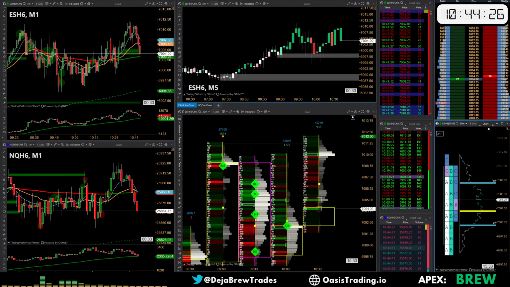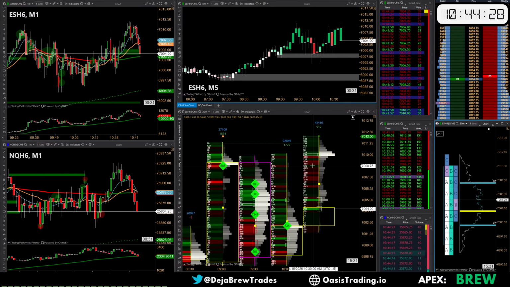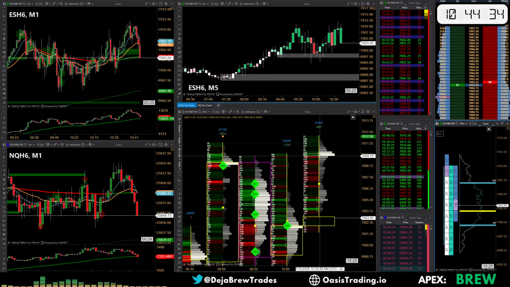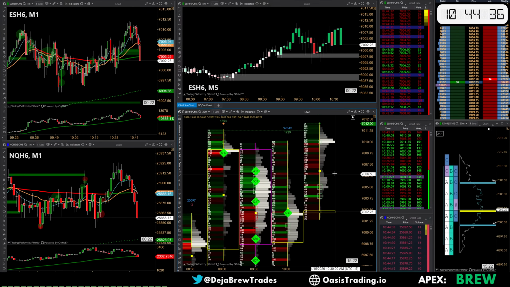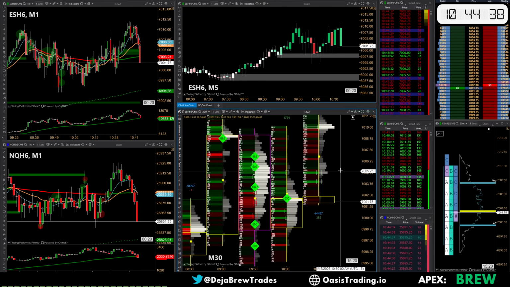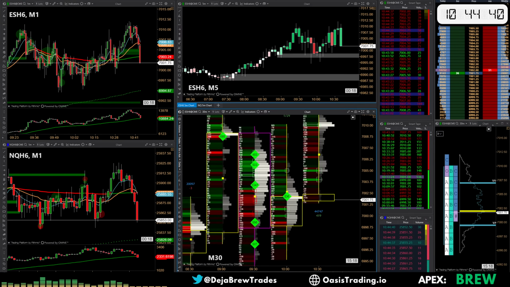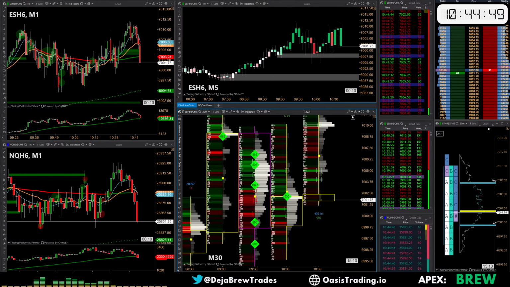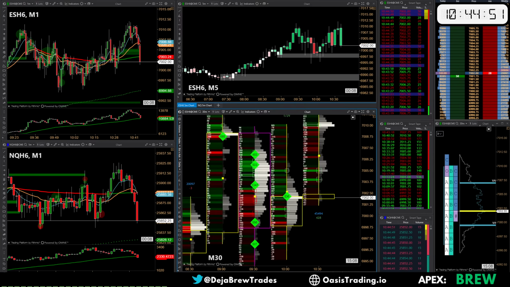Okay, so 5-minute lows, obviously giving up here. Upper node giving up. Back into rotation. We were able to repair that poor high. Can we repair the poor low? This rotation is nearly complete already. Very fast move down here.